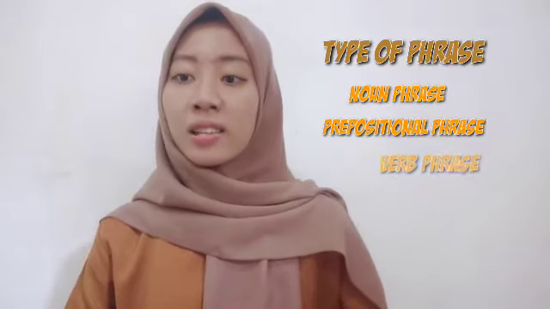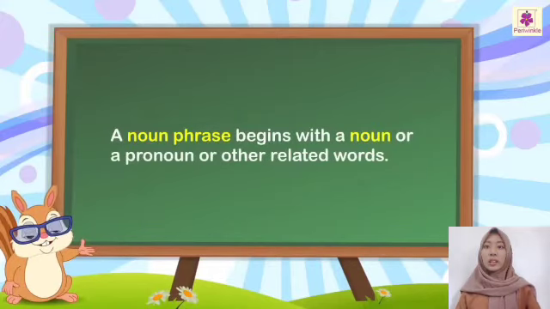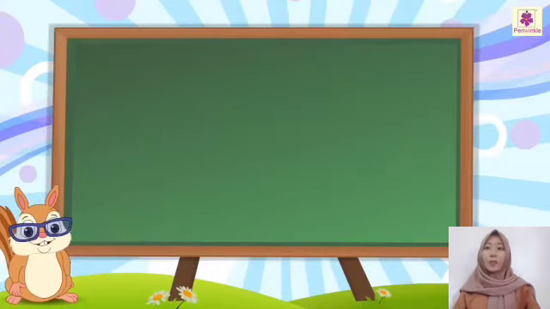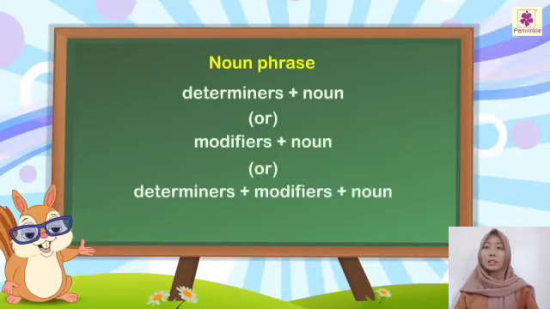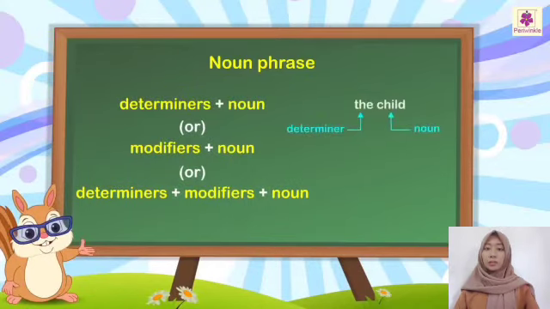There are several types of phrase: noun phrase, prepositional phrase, verb phrase, and adjective and adverb phrase. A noun phrase begins with a noun or pronoun or other related words. For example, that magnificent house was built by my great-grandfather. A noun phrase has a form on the following pattern: determiner plus noun, or modifier plus noun, or determiner plus modifier plus noun. For example, the child, tall child, the tall child.